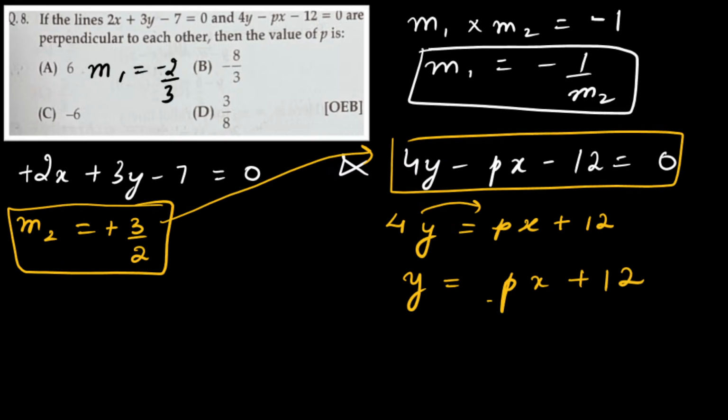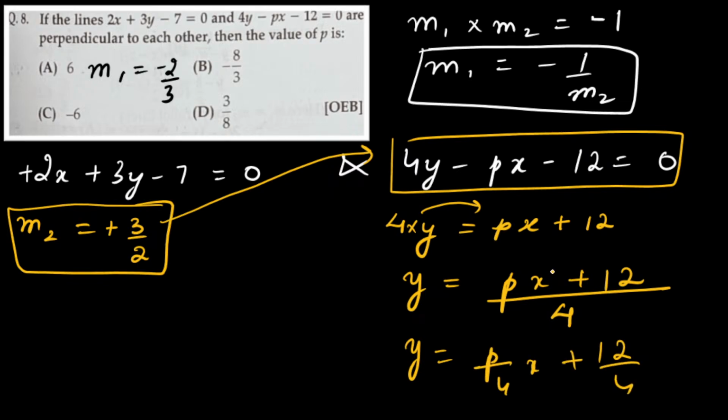So y is equals to px plus 12 divided by 4, because here 4 is getting multiplied. So y is equals to p by 4 x, we can write, plus 12 by 4. So separately I have written. So here we see the slope of this line is equal to p by 4. The slope of this line is p by 4, but we know the slope of this line is 3 by 2 also. So both the slopes we can compare.